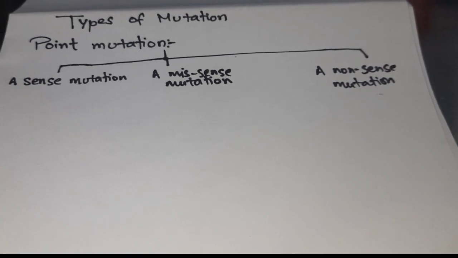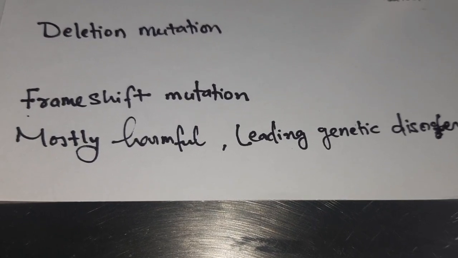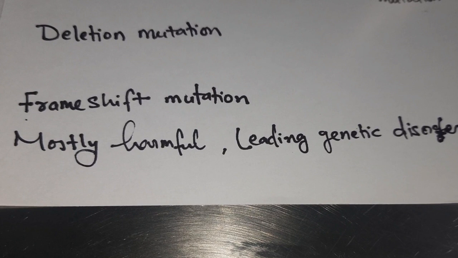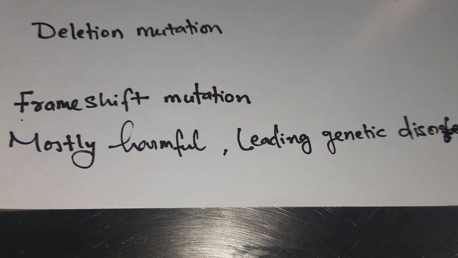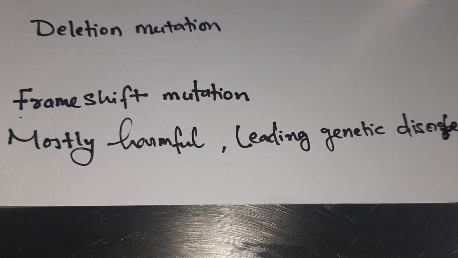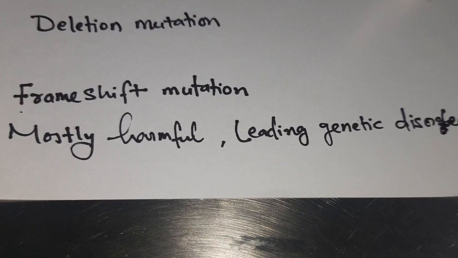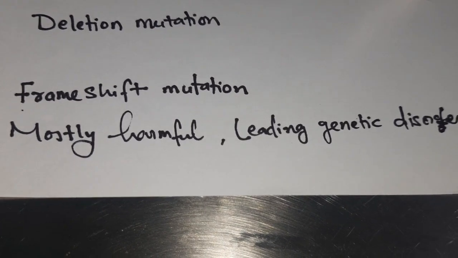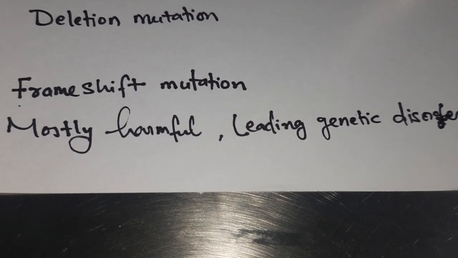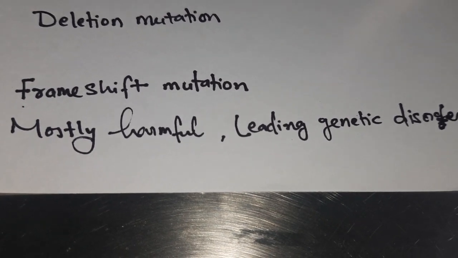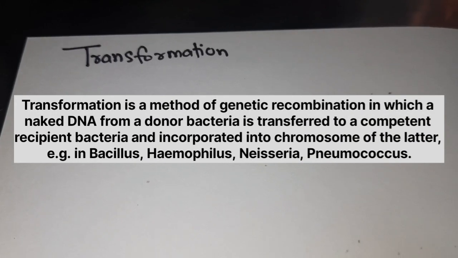Next comes the nonsense mutation. Here, a single substitution results in transcription of a stop or nonsense codon, resulting in the termination of the polypeptide chain. Next is frame shift mutation. A frame shift mutation refers to the insertion or deletion of nucleotide bases in numbers that are not multiples of 3. This is important because a cell reads a gene code in groups of 3 bases when making a protein. These are mostly harmful because they lead to genetic disorders, which can be very bad for a particular person or any cell.